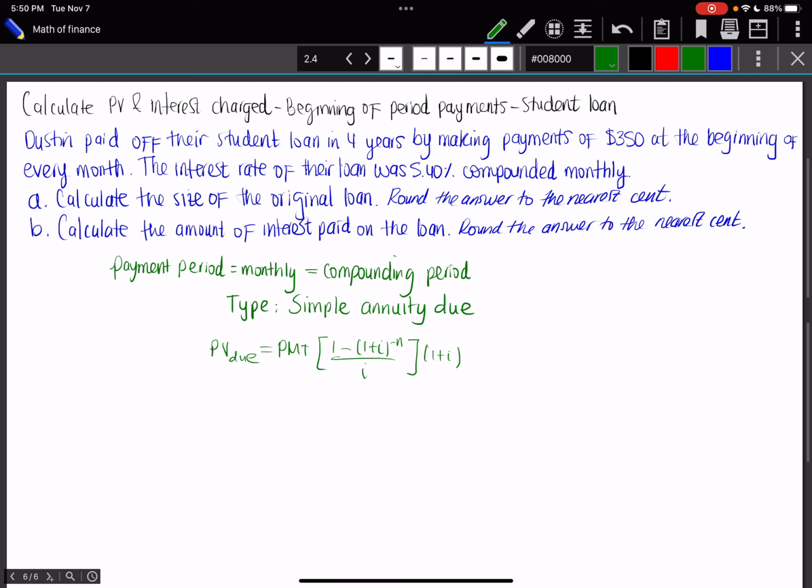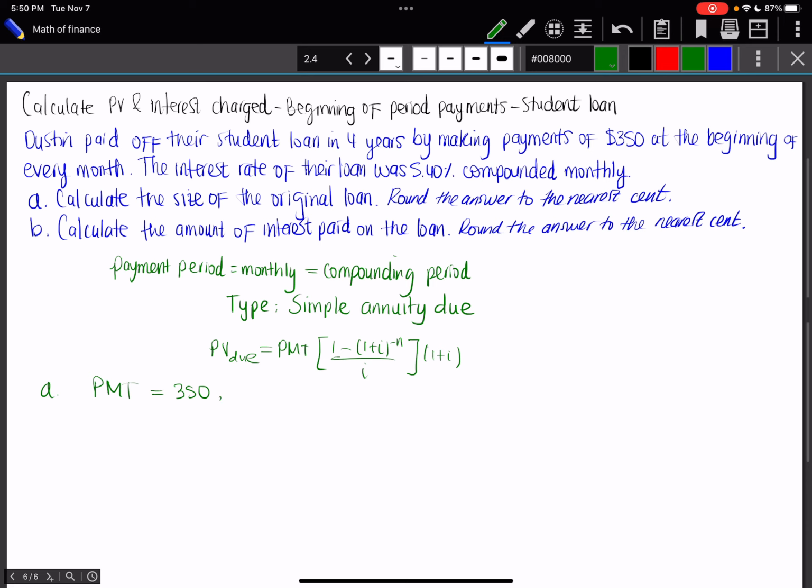Now, in this formula for the present value of the annuity, we need to identify the amount of the periodic payment of the annuity. And the amount of the periodic payment of the annuity is $350 because Dustin paid that amount at the beginning of every month.